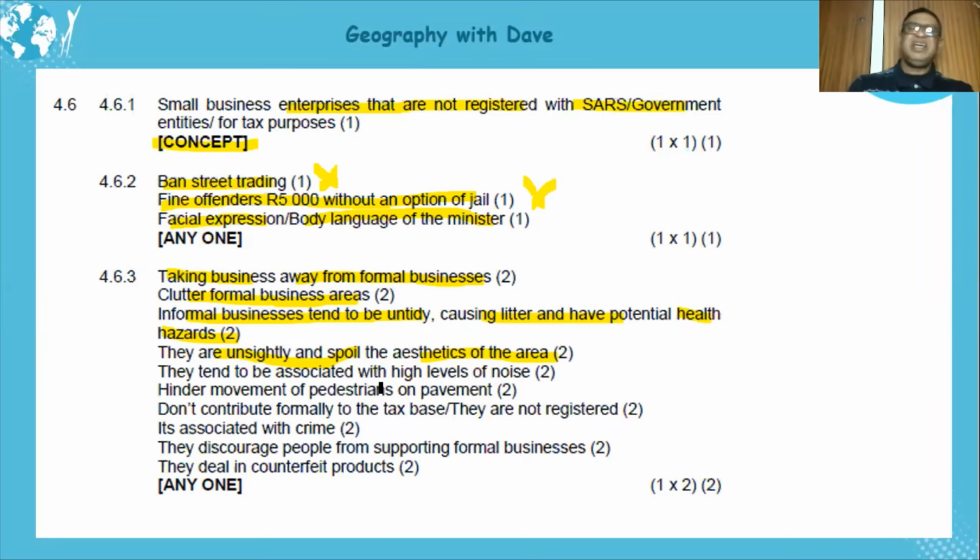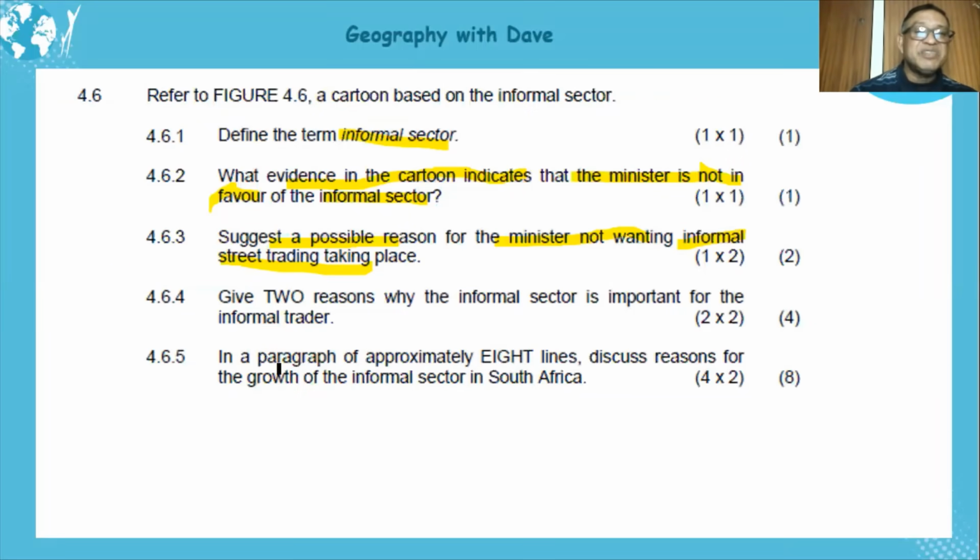He says, no, it's not good for my area. Of course, you can read through the rest of it here, but you should have the idea. Okay, let's look at the next question. Give 2 reasons why the informal sector is important for the informal trader.